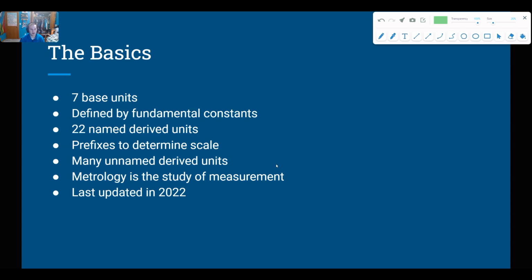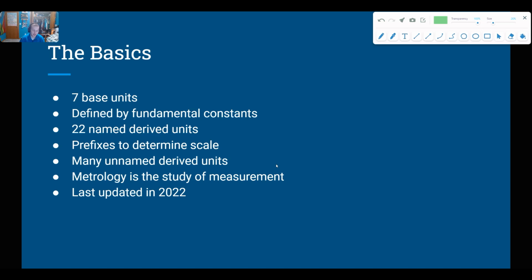There are prefixes, so you have your kilos, your decas, your decis, your centis, your millis. There are prefixes to help scale units. There are many unnamed derived units, so there are derived units that are named, but there's also plenty that are unnamed. I'll briefly talk about those as well. Again, we'll go more in depth as those units pop up throughout our journey.